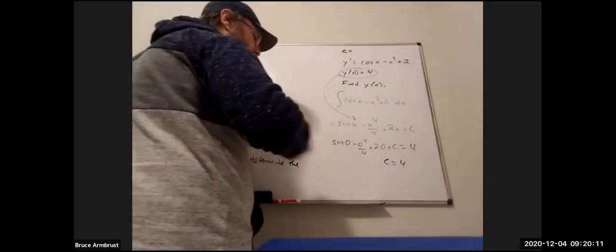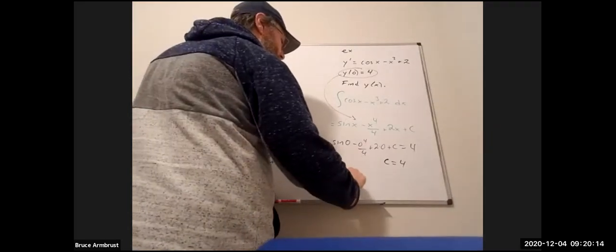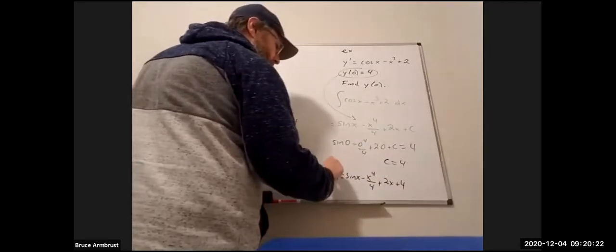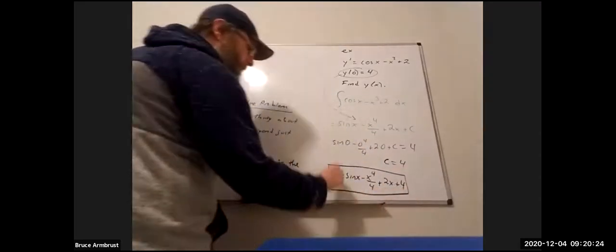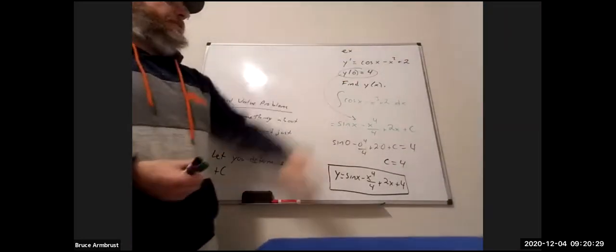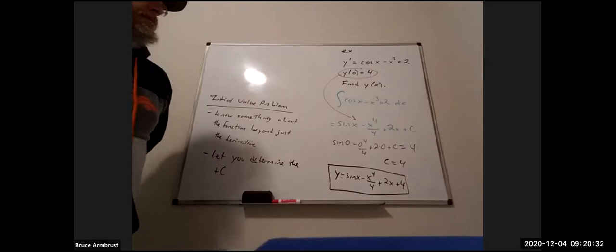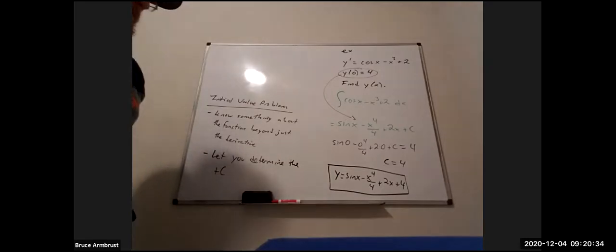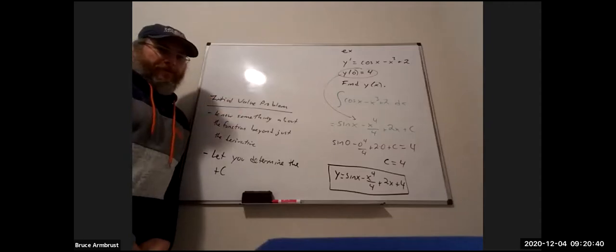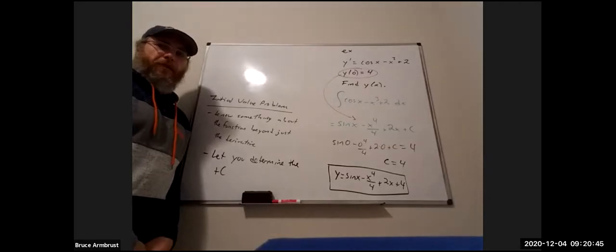And so we now have our function. y is equal to sine of x minus x to the 4th over 4 plus 2x plus 4. So that is the function whose derivative is cosine x minus x cubed plus 2 that also passes through the point (0, 4). So it's one extra step. It's barely an extra step. It's an algebra step, right? Let's just plug in those numbers and see what we get.